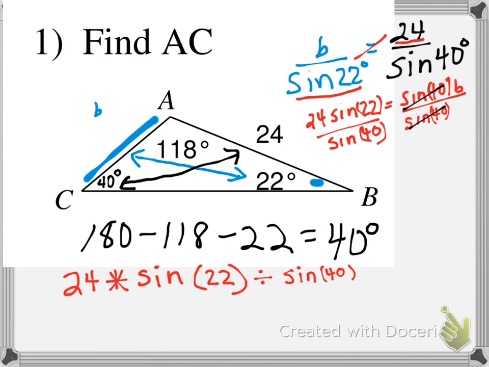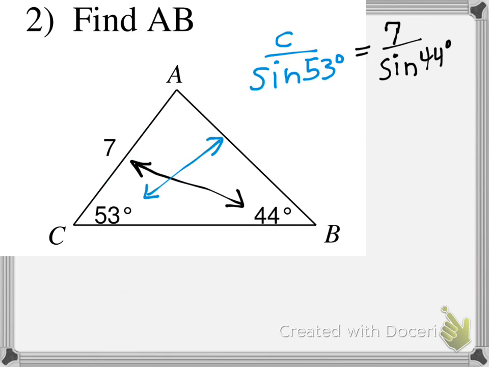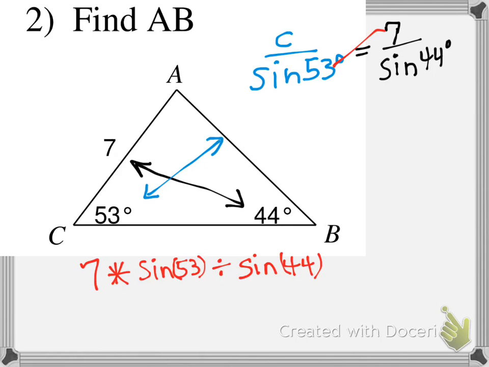So this is one type of problem where we had to solve. And this one is going to be very similar. You're going to press 7, and then your multiplication, sine of 53, because it is across from the 7, sine 53. Make sure you have your parentheses in your calculator, and then hit your divide key, and you will divide by the sine of 44. Sine of 44, again parentheses, and you'll know that you have the correct answer.